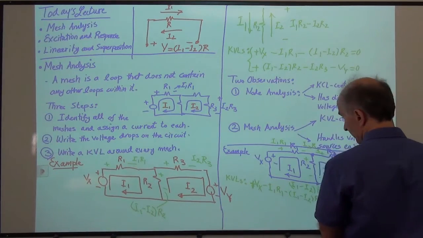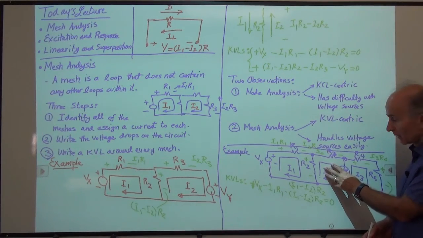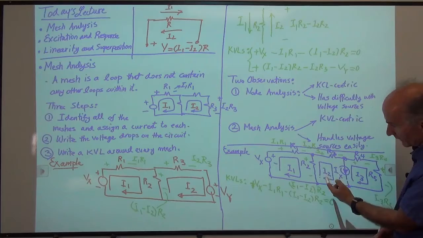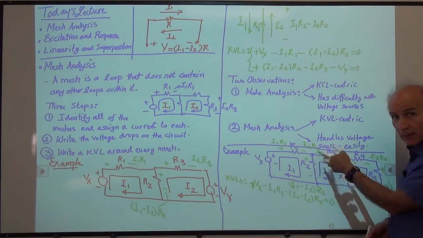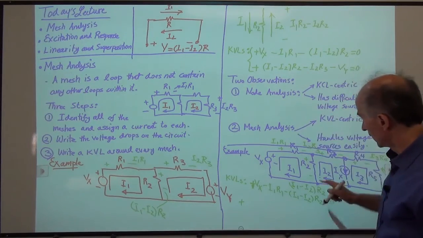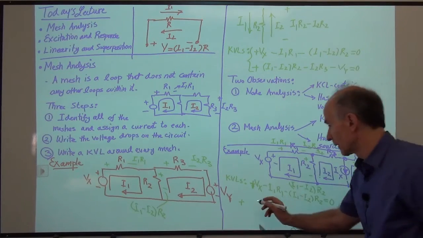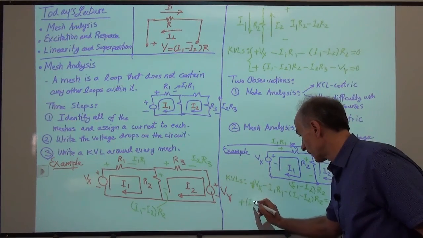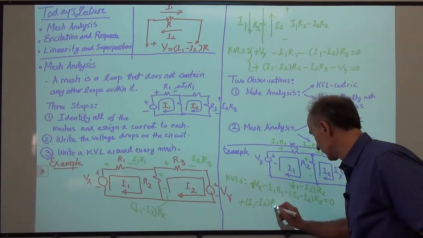Okay, that's great. Now, let's go to the next mesh and write our KVL. This mesh says, starting, for example, from here, going up to potential. So whatever voltage I have here appears with a positive sign. So plus, the voltage we found was I1 minus I2 times R2, and I'm going up to potential. So that's I1 minus I2 times R2.